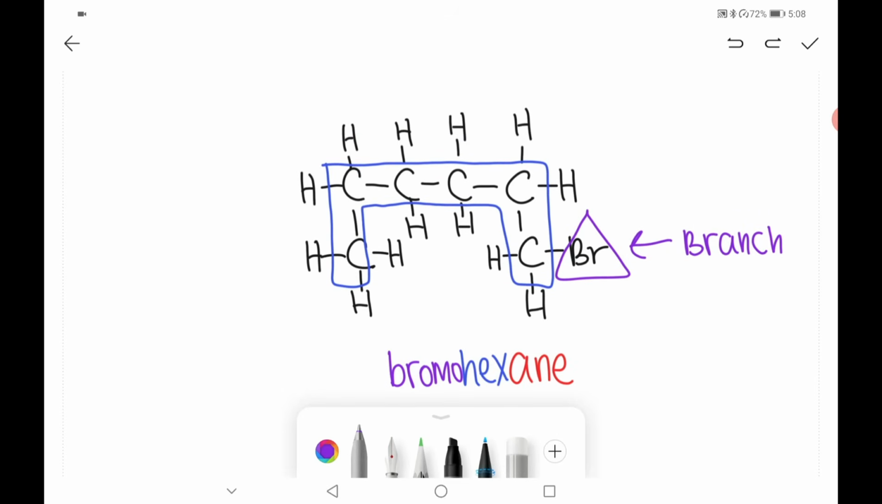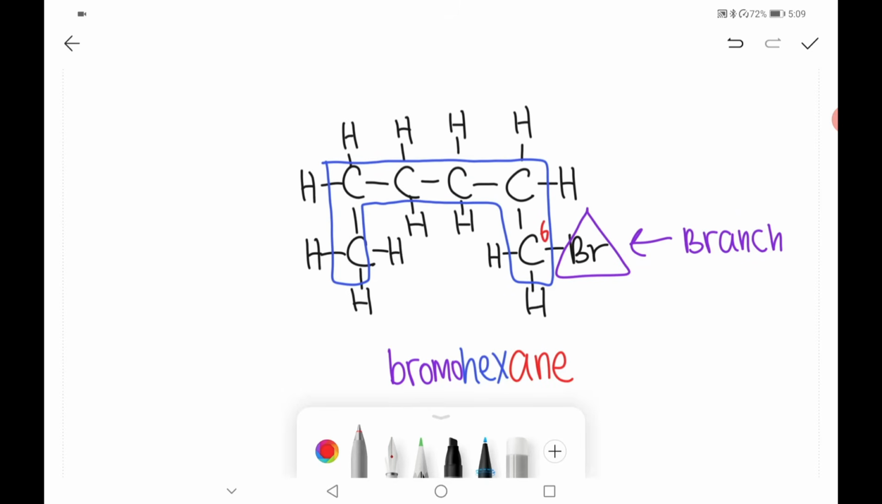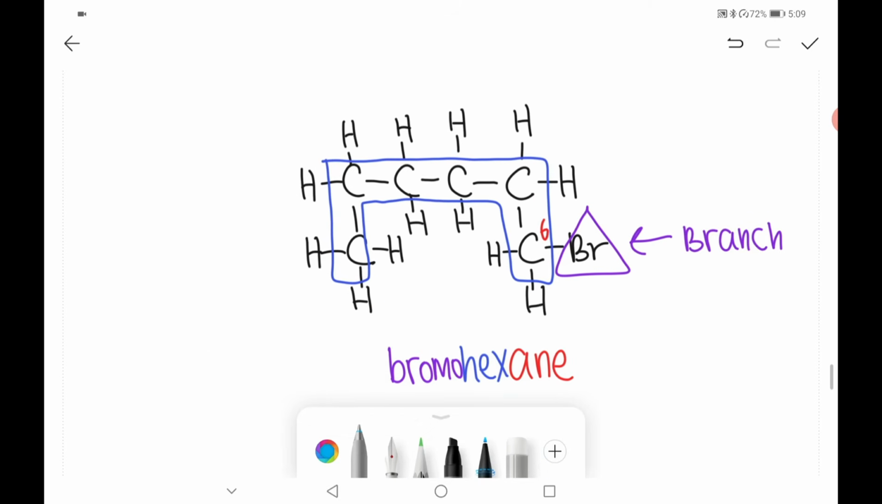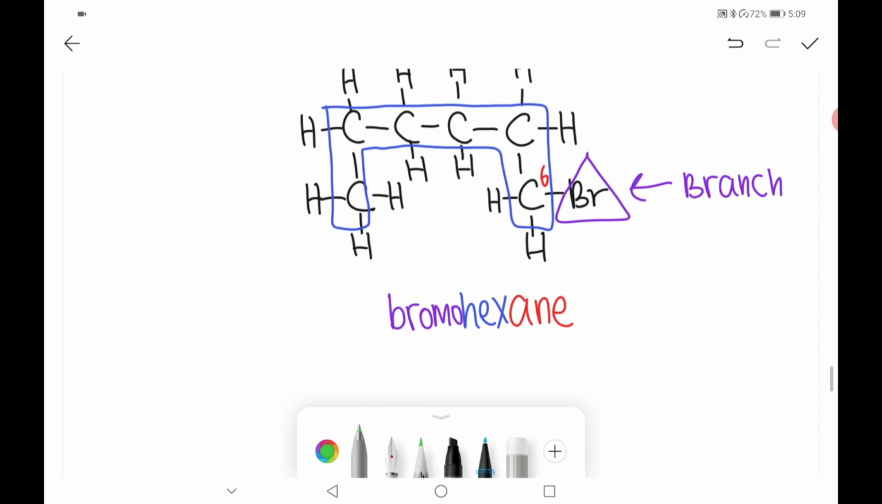If you count from the left to the right, this is carbon number 1, this is carbon number 2, number 3, number 4, number 5, number 6. As you can see, the bromine is sticking to carbon number 6. So the name here should be 6-bromohexane.